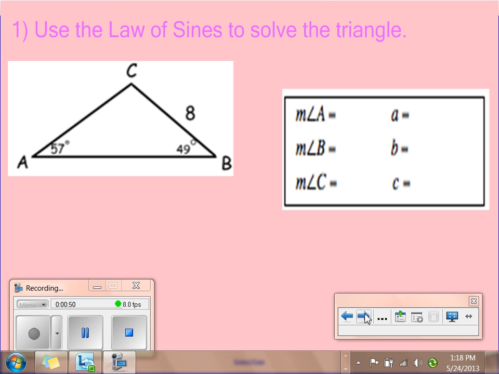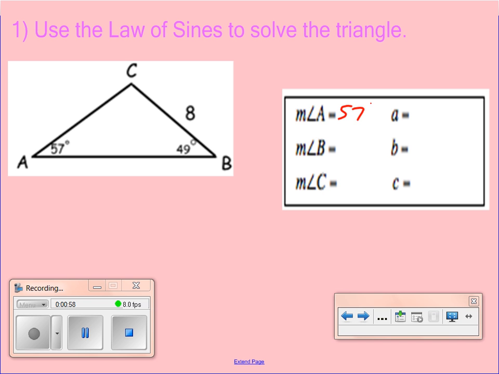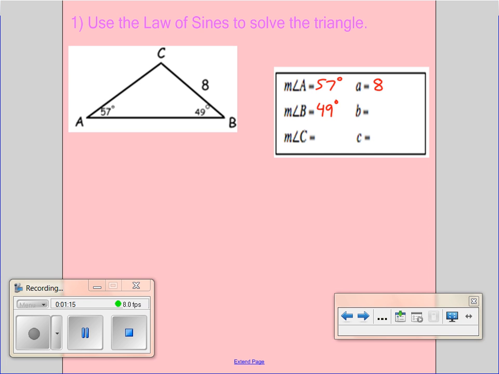It says use the law of sines to solve the triangle. So we have some given information. We know that angle A is 57 degrees. We know that angle B is 49 degrees. We also know that side a is 8. We need to find angle C, little b, and little c.